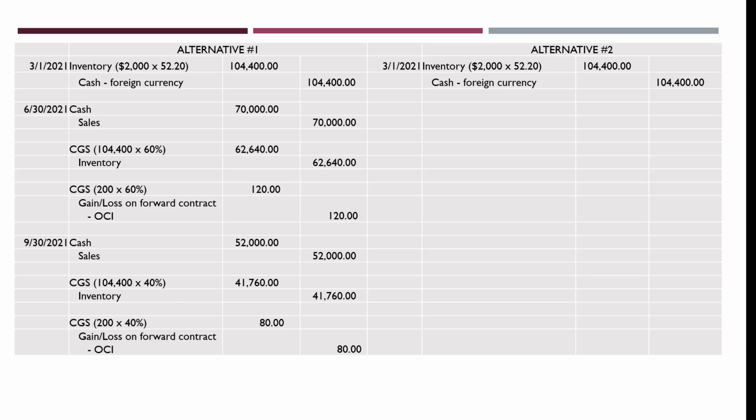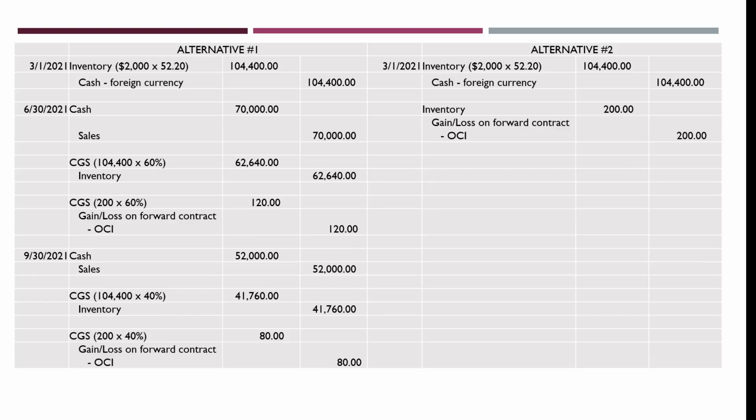Na-appreciate nyo ba si alternative treatment number 1? Okay. Let's move on to alternative number 2. Let's see kung ano ang pinagkaiba ng journal entries naman under alternative number 2. Pagdating sa alternative number 2, ulitin lang natin ano yung alternative treatment number 2. Yung OCI gain or loss, i-close mo na kaagad sa initial carrying amount ng hedge item. So, on the same date, i-close mo kaagad yung 200 OCI loss kay inventory. Since inventory is the hedge item, siya yung gagalawin natin. Okay? Diyan pa lang makikita nyo na agad yung difference ng journal entries.